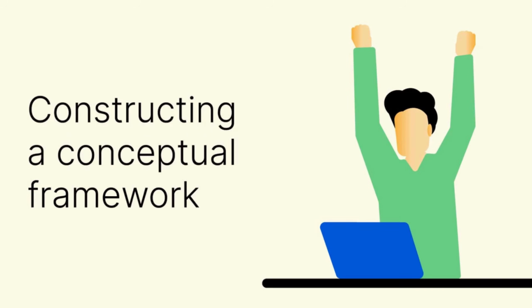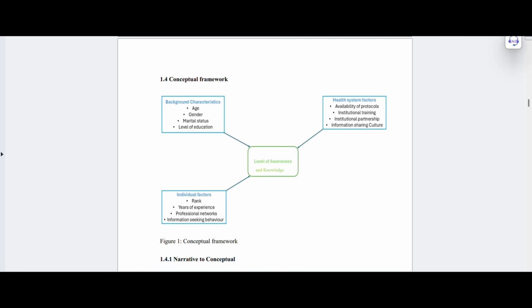So I'm going to show you, I think I have a few student theses here that we can look at just to go through briefly. This is not going to take much time. Okay, so look at this person's conceptual framework here. We have background characteristics, health system factors, then we have individual factors. To me, this is a pretty straightforward conceptual framework.